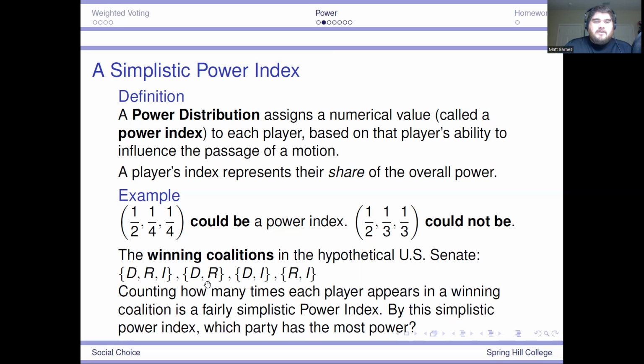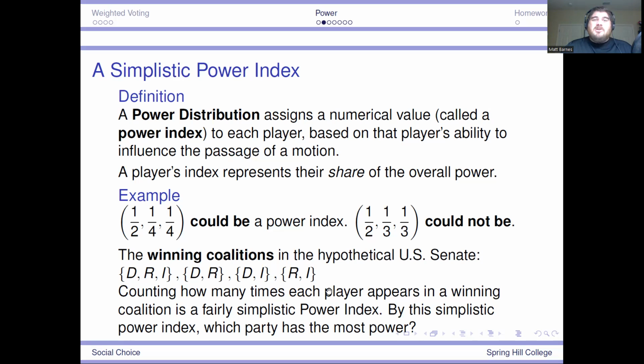Again, the 9 coming from every possible letter here. We have 9 total letters. And then the independents actually appear 3 times. So even though we have a scenario where the Democrats are technically in power with 49 votes, the Republicans are one behind them at 48 votes, and then the independents have only 3 votes, by this power index we have, all of them have a power of 3/9 or 1/3.